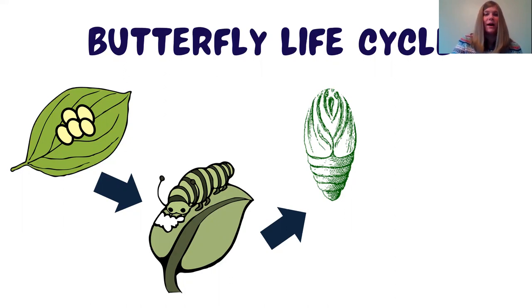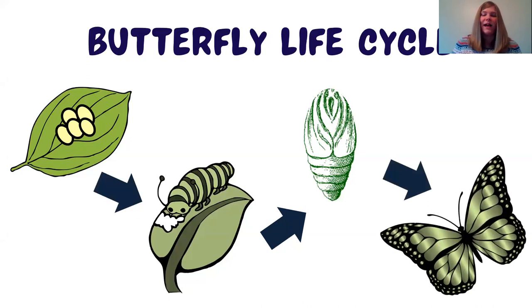So then we go to our last step, where the butterfly actually emerges from the chrysalis. Now these butterflies, their wings are usually damp at this point, so they have to wait for their wings to dry out before they can actually fly away. So then these butterflies will eat and mate and lay eggs, and then their life cycle continues.